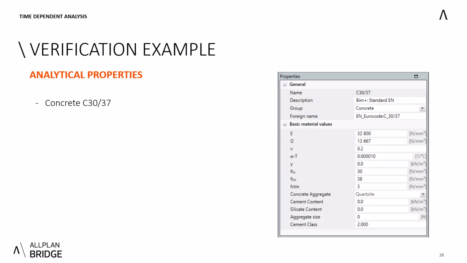Let's talk about analytical properties. So we have concrete with the hardening class C30/37. Cement class is 2, so this means normal hardening.